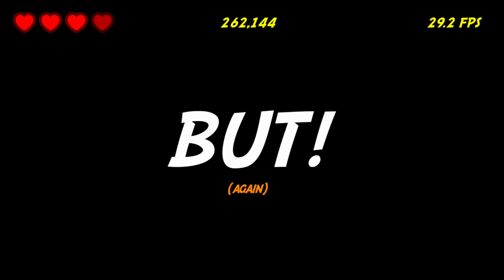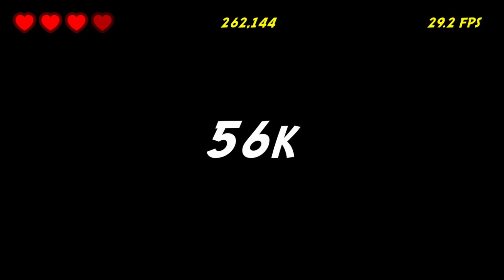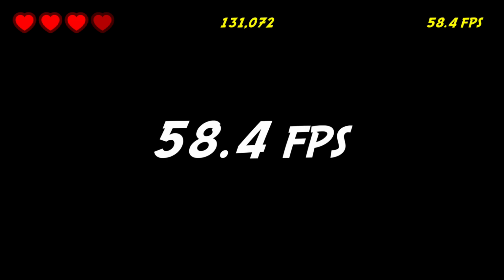But it turns out we could write a macro to generate all the code for us, and it ended up taking just 56K of cartridge. So that's what we did. And that gets us up to 58.4 frames a second.